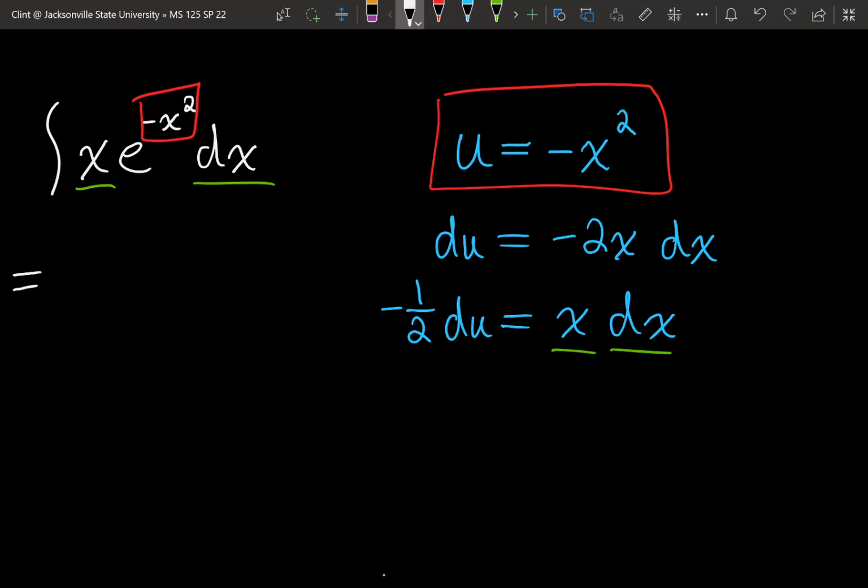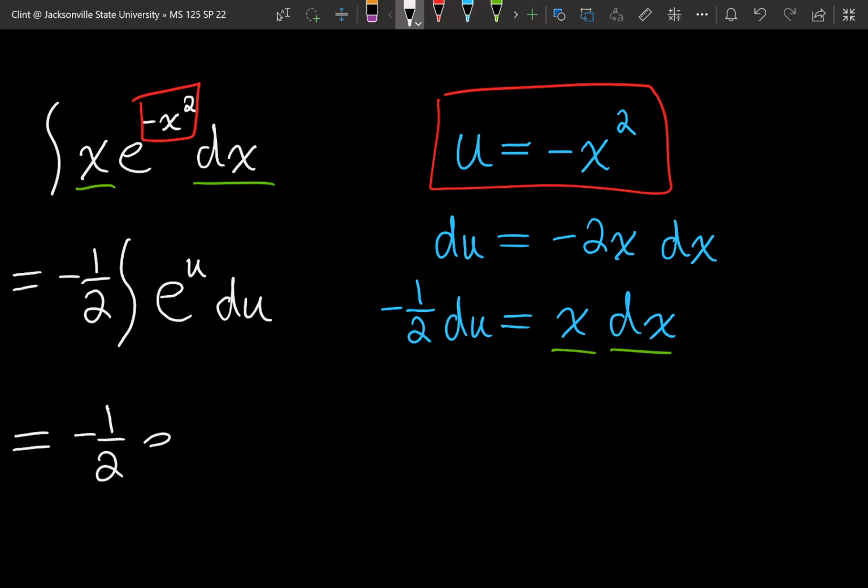So we can rewrite this integral. Take the negative 1/2 and put it out front. And then we can write it as e to the u du. So the negative 1/2 du takes care of the x dx part, and then this u takes care of the negative x squared part. So we're in good shape. And then e is one of our easier ones. What's our antiderivative? Yeah, so just e to the u.